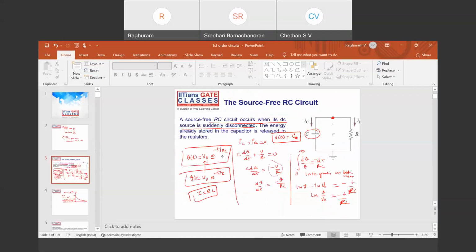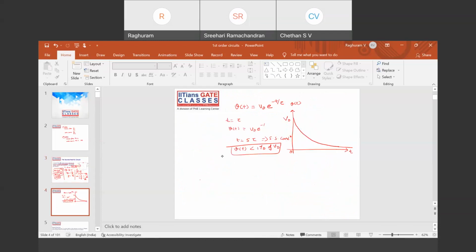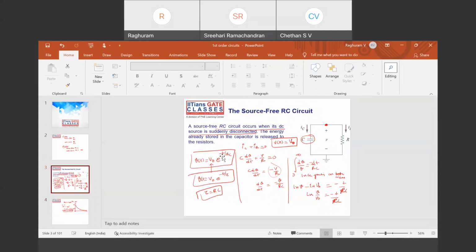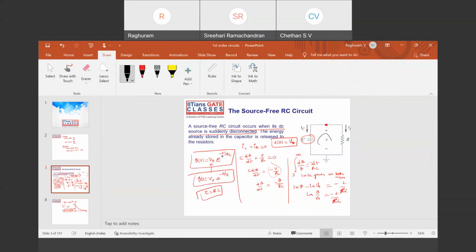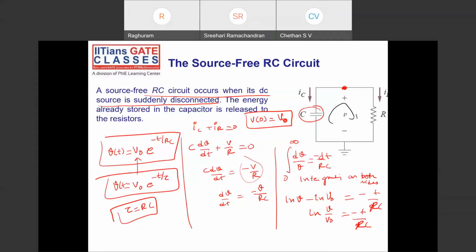Am I audible now? Yes. I understood. You can take the direction the way you think, you can take it that way also. For the sake of taking a nodal equation, I did it this way. I can take a closed path here and do that. But the reason I took it this way is that I know the current in terms of voltages in the case of a capacitor. You can take the other way around. That's why I got a negative here.